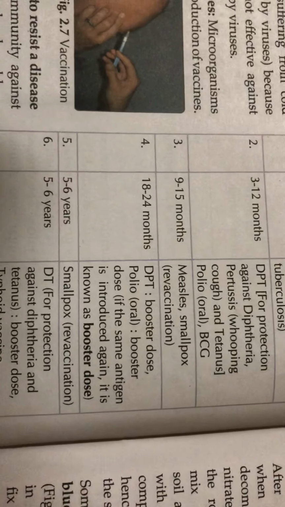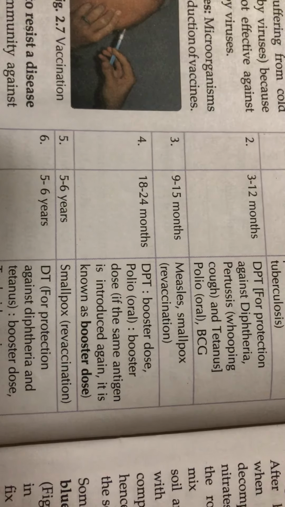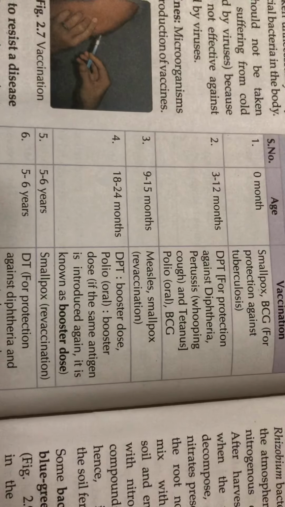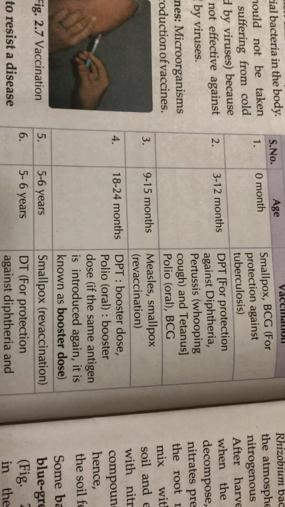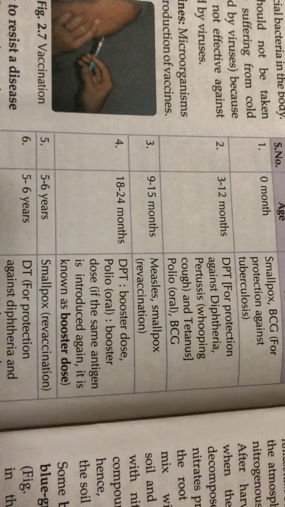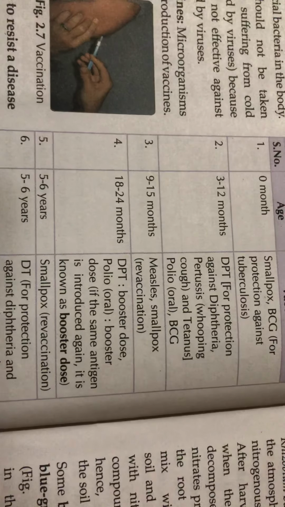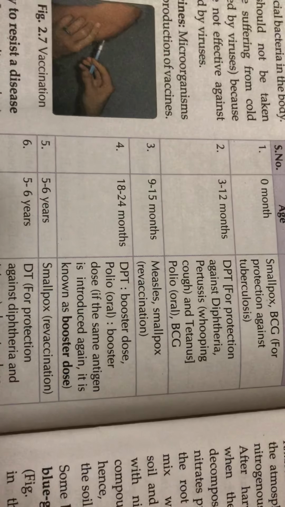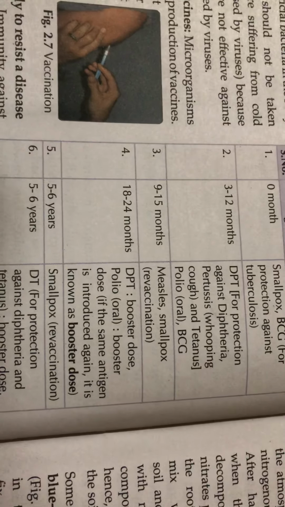At 18 to 24 months, the booster dose of DTP, which was given at 3 to 12 months, is given again. This vaccine DTP acts as a booster, and there is also a polio oral booster dose. If the same antigen is introduced again, it is known as a booster dose. The same antigen being introduced in the body again is called a booster dose.